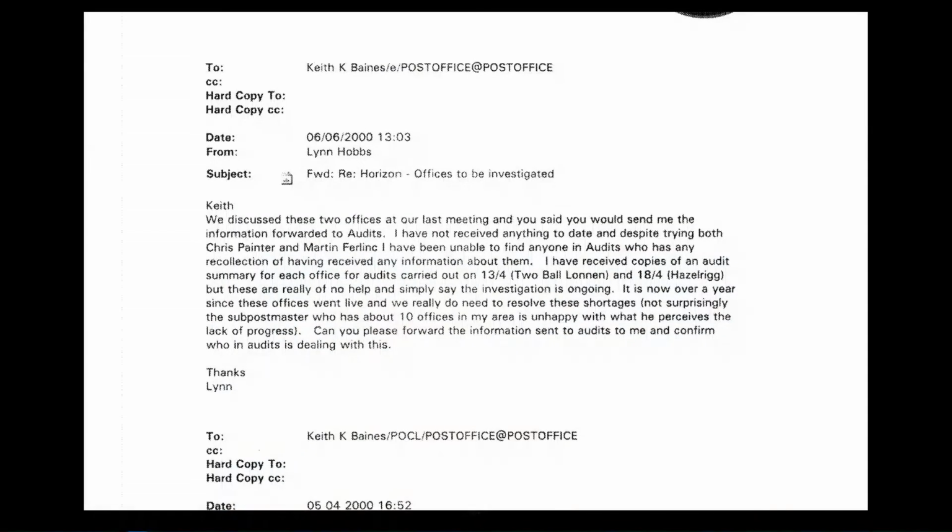Sorry. I've received copies of an audit summary for each office for audits carried out on the 13th of April. And again, pausing there, audit summary, what do you understand by an audit summary? I'm assuming that she means an audit report for the branch. Just going back to your previous comment, did I recall being chased? I'm not entirely sure what I'm being chased for.